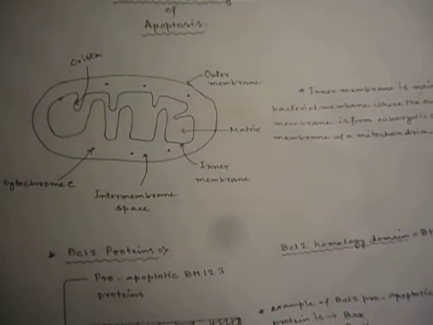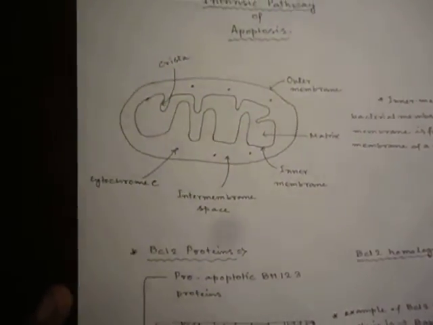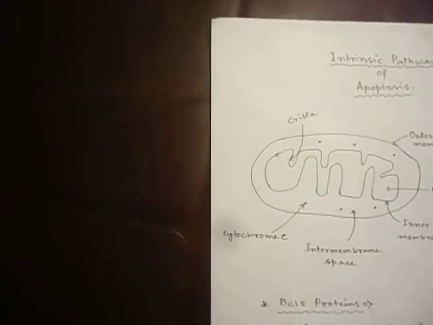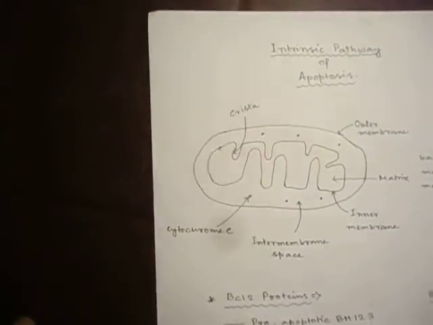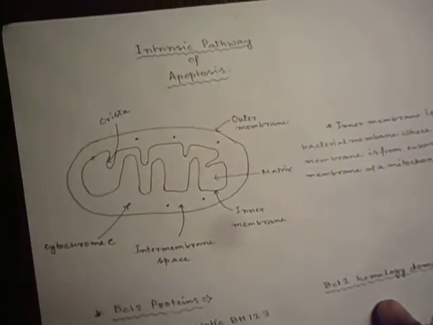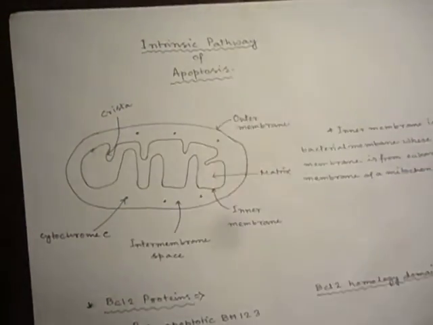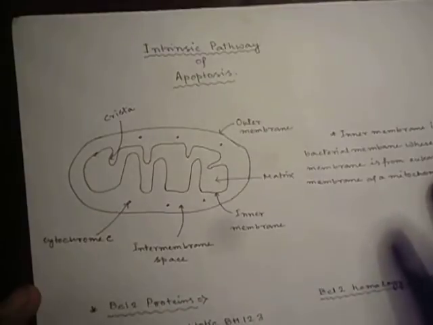Apoptosis is generally of two types: the intrinsic pathway of apoptosis and the extrinsic pathway of apoptosis. Now we will talk about the intrinsic pathway of apoptosis. At first, we will talk about the structure of the mitochondria. We will discuss the mitochondria briefly.